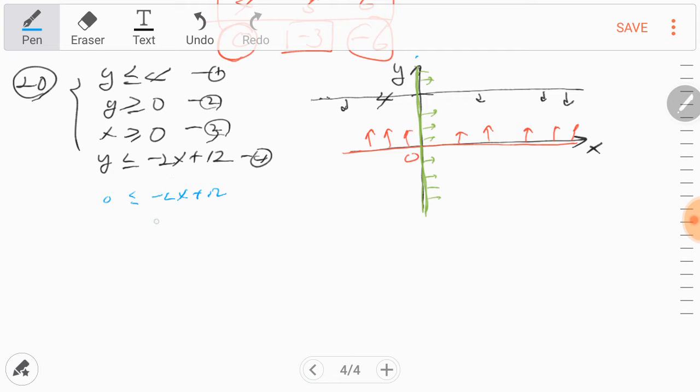So 2x is equal to 12. Let's make an equal sign. I want to find the x-intercept, so x equals 6, right? To find the x-intercept, set the y value equal to 0. Then x equals 6. So when x equals 6, let's say this is 6.